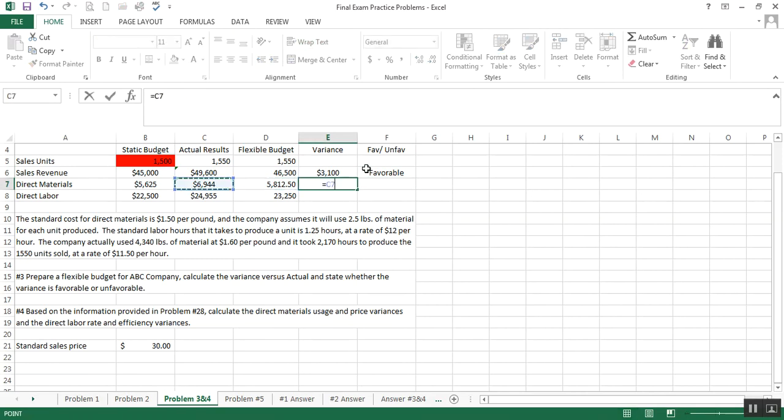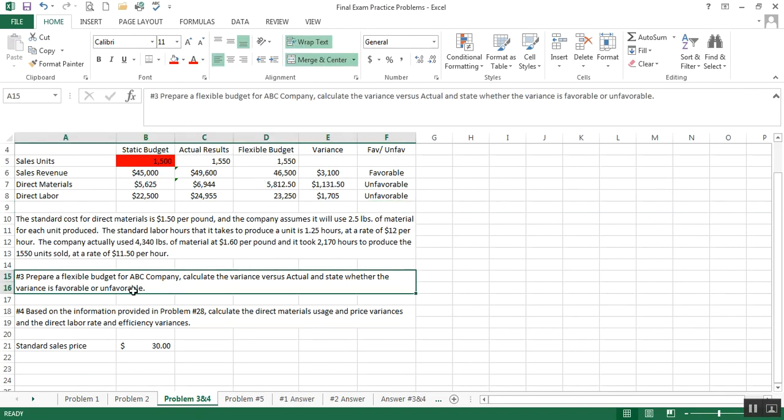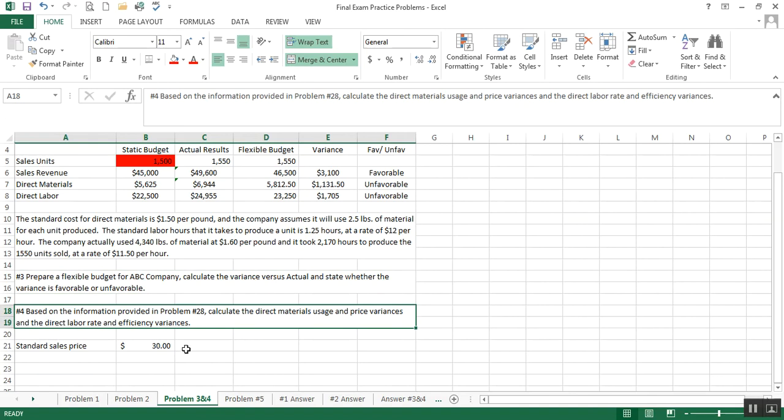We actually spent $69.44 on direct materials, and we thought we should have spent $5,812. So that's an unfavorable variance because we spent more than we thought we would. And then labor, we spent $24,955 versus what we thought we should have spent of $23,250. And again, that's unfavorable because we spent more than we should have based on our original assumptions. So that's how you prepare a flexible budget. Now, let's look at the next step.